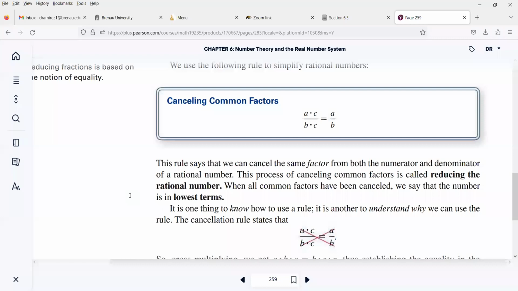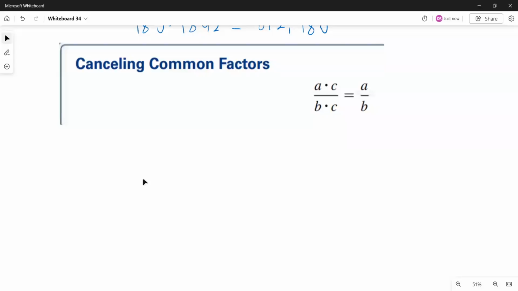So this rule says that we can cancel the same factor from both the numerator and denominator of a rational number. This process of canceling common factors is called reducing the rational number. And when all common factors have been canceled, we say that the number is in lower terms. Okay, we're going to reduce the following rational numbers.